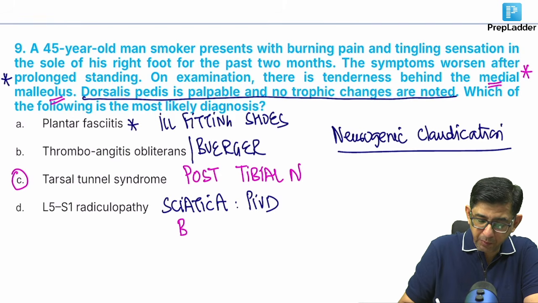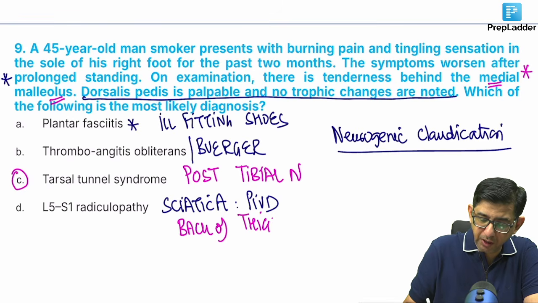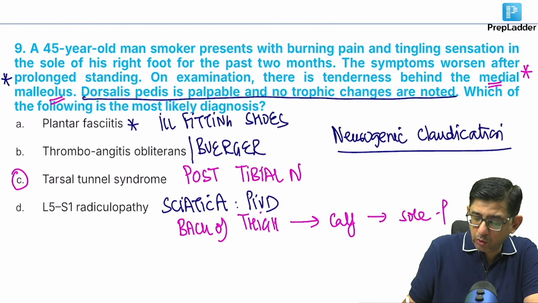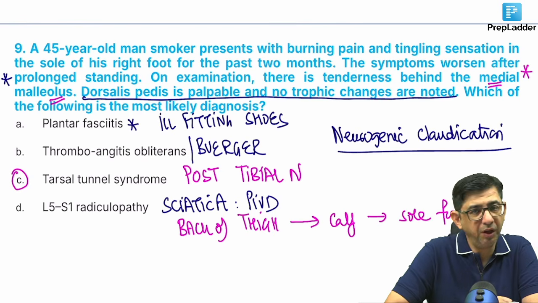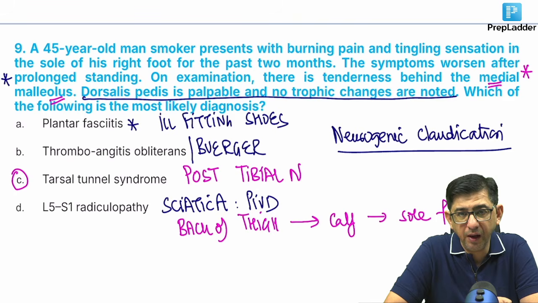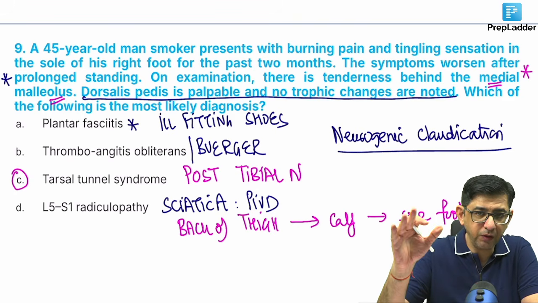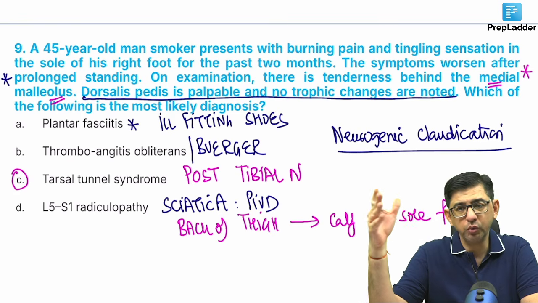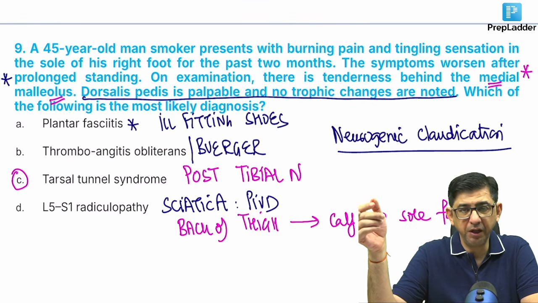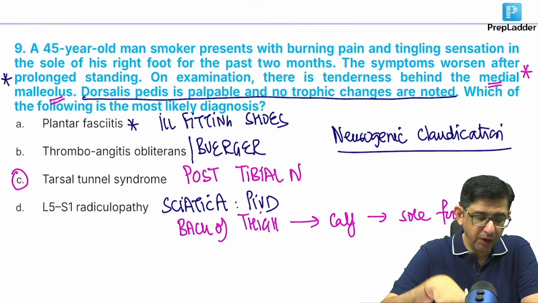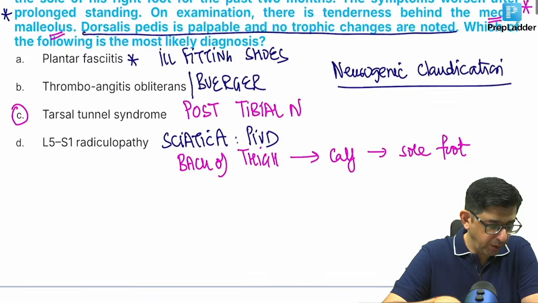Here the pain will be present mostly in the back of the thigh, then will radiate to the sole of the foot. If the patient says the pain is going from the back of the thigh to the calf and then from the calf to the sole of the foot, I would have thought in terms of sciatica or L5S1 radiculopathy as well. But here it is only pain in the sole of the foot, no calf, no back of the thigh. That means it is the nerve close to the medial malleolus that is getting involved, which is the posterior tibial nerve. So answer to 9th is very correctly picked up by everybody as C.